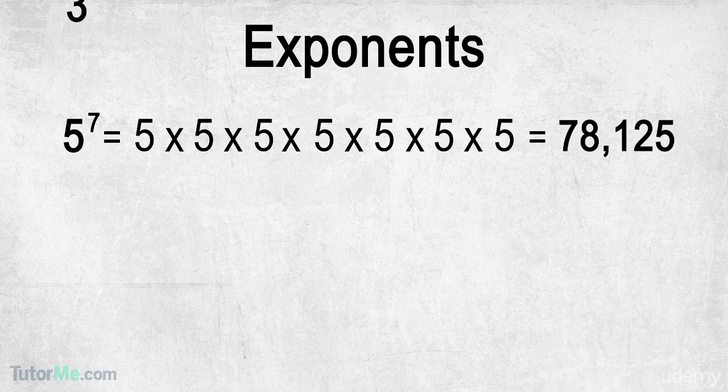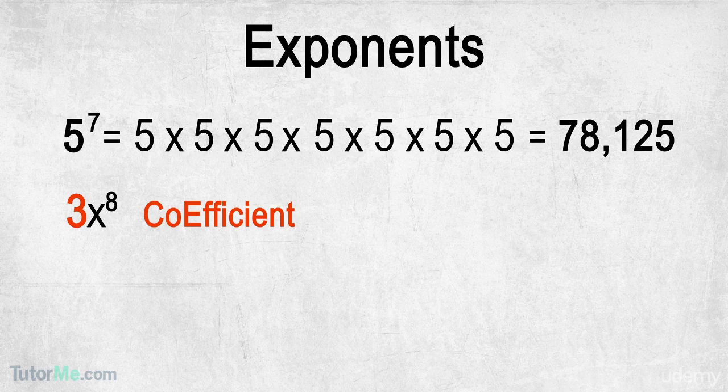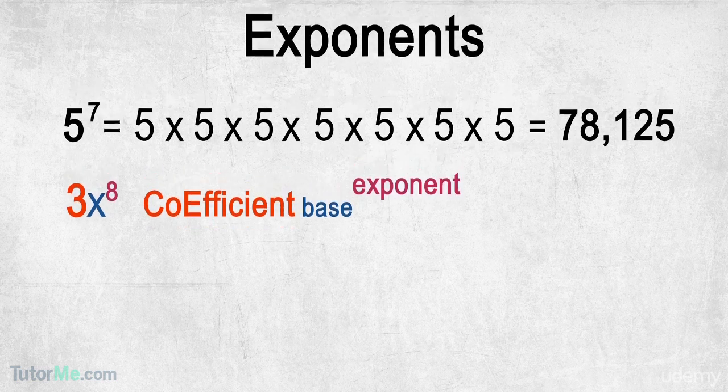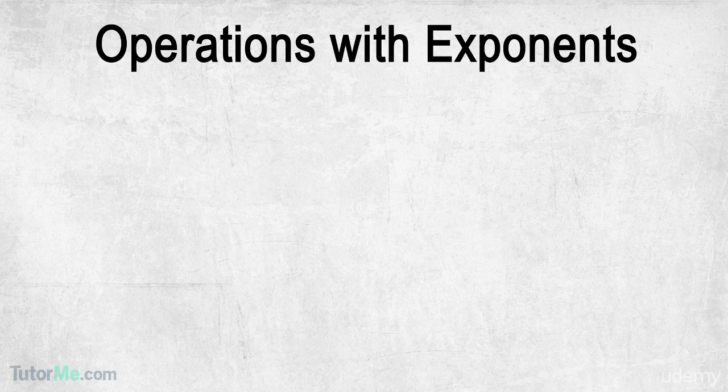78,125. In a term like 3x to the 8th, the 3, or the number in front of the variable, in this case x, is what we call the coefficient. The variable x is the base, and it's the number being raised to the exponent, and the 8th is simply the exponent. Let's get into operations with exponents.